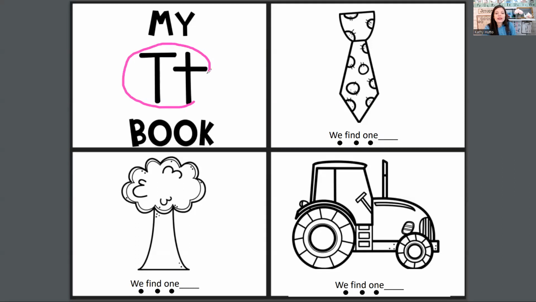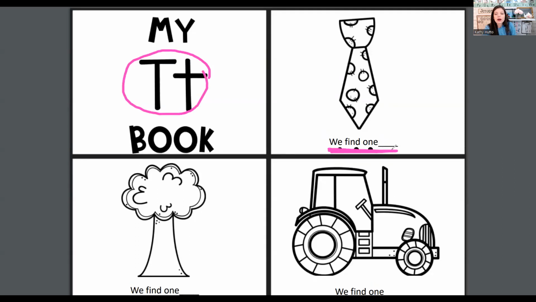Let's read our letter T sight word reader. Everything on this page is going to start with letter T. This is my T book. Okay, get ready to read. We find one t, t, t, tie. Good. Next, we find one t, t, tree. Last, we find one t, t, t, tractor.